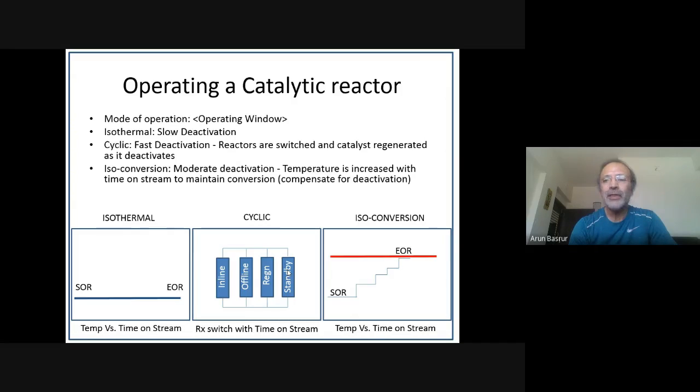When the rate of deactivation is moderate, then one operates an operating philosophy, which is known as isoconversional. So in isoconversion, as the catalyst deactivates, conversion drops. So this is compensated by increasing the temperature to maintain the conversion. So from SOR to EOR, the temperature is increased in steps in order to maintain the conversion. At EOR, either the design conditions of the hardware are limiting, or there is a design limitation in the ability of the catalyst to give selective product selectivity, at which point the run is terminated or the cycle is terminated.